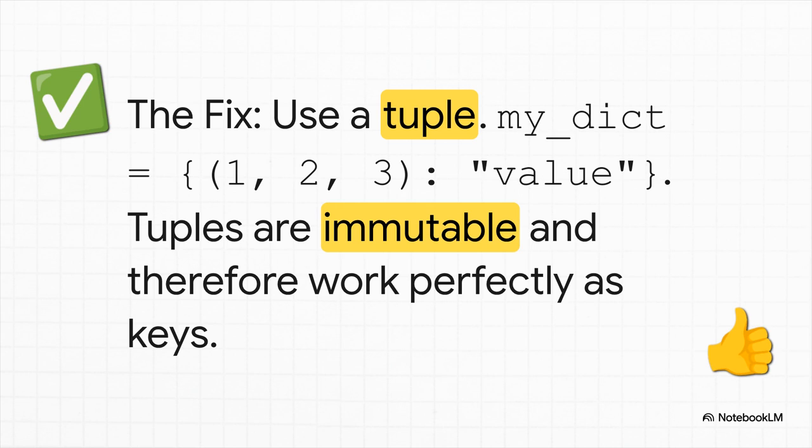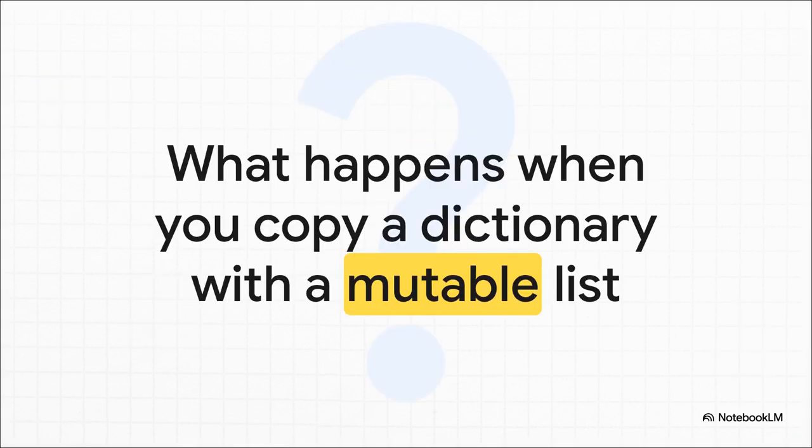Once you create it, you can't change it. It's immutable. And because it's reliable and won't change, Python has no problem using it as a key. Okay, on to the second common trap. And this one is way more sneaky. It can lead to some really bizarre bugs that are hard to track down.